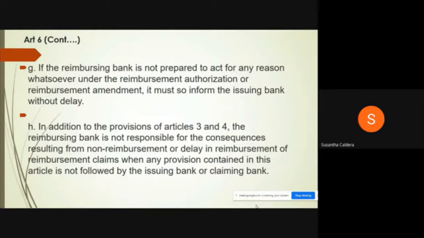If the reimbursing bank is not prepared to act for any reasons whatsoever under the reimbursement authorization or reimbursement amendment, it must so inform the issuing bank without delay. If they are not ready, they have to inform the issuing bank immediately. In addition to the provisions of Article 3 and 4, the reimbursing bank is not responsible for the consequences resulting from non-reimbursement or delay in reimbursement of reimbursement claims when any provisions contained in this article are not followed by the issuing bank or claiming bank. The reimbursing bank is not responsible for any delay on their part, right?